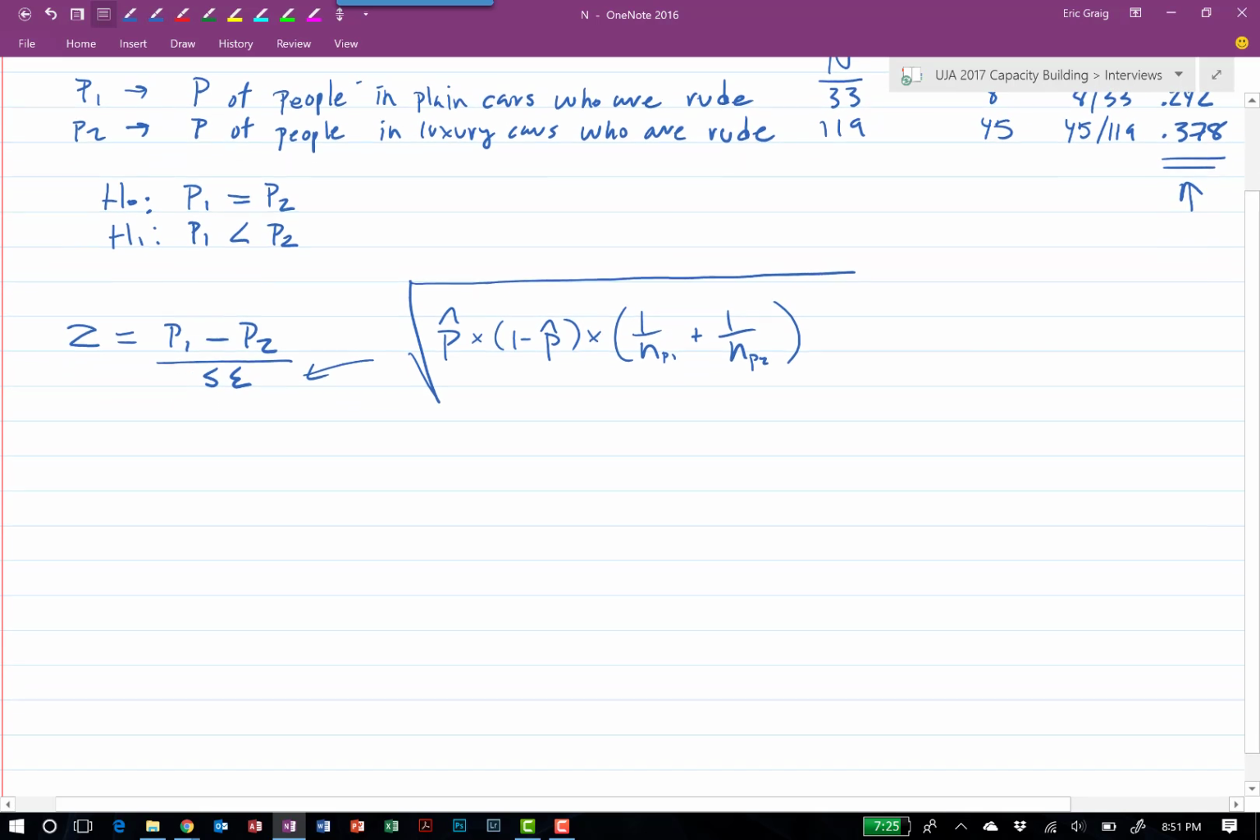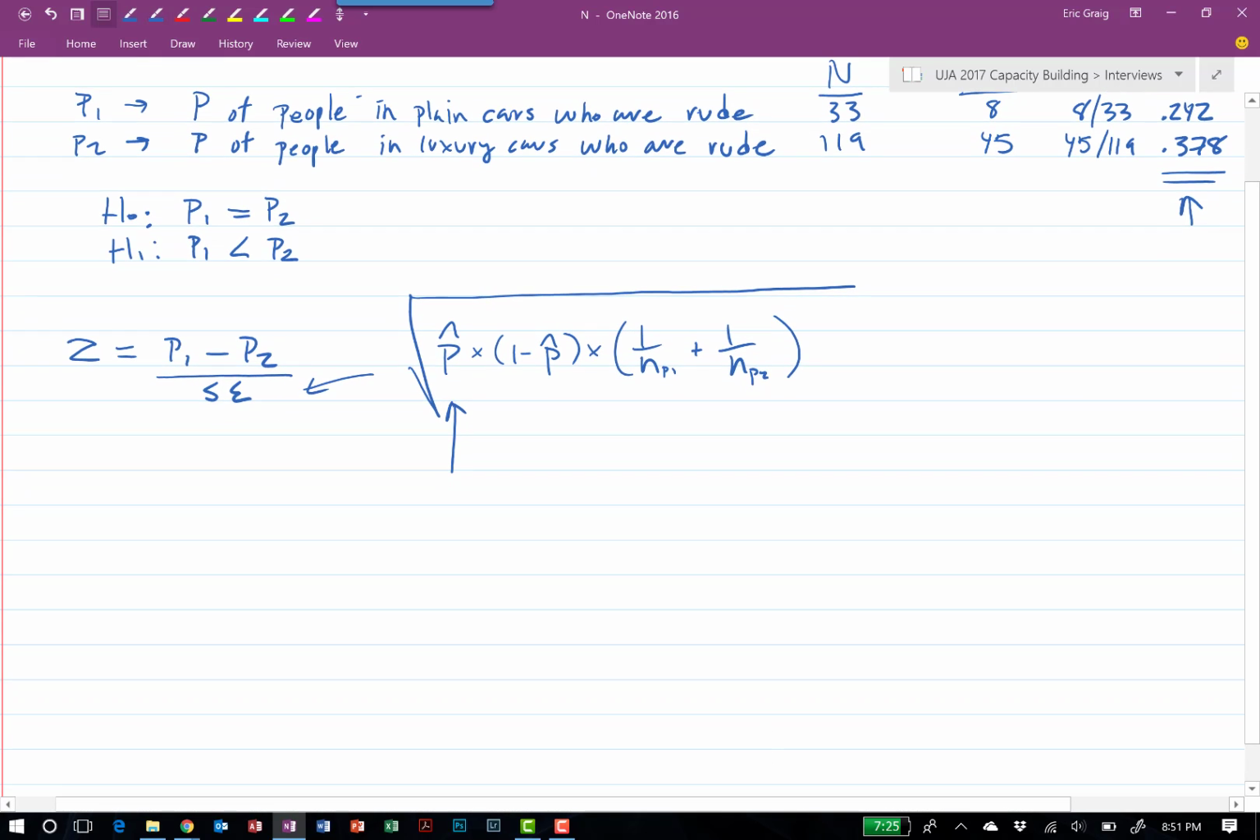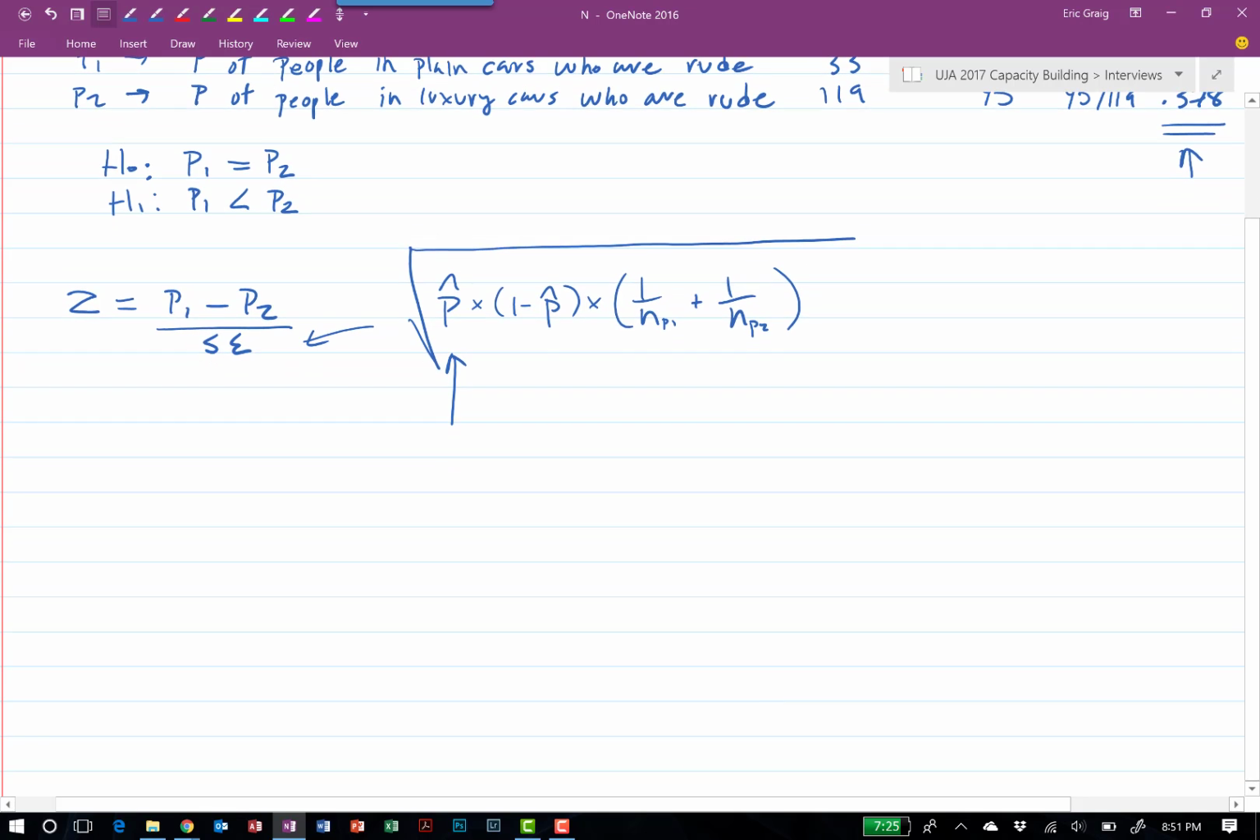All right, not so bad, except for one thing. What the heck is p hat? I've got P1 and P2, but what is p hat? Well, in this kind of problem, we have to pool these two proportions into one proportion. So we need to first compute that before we can do this thing over here.